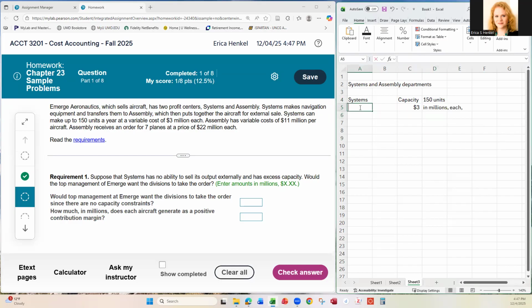So that's our variable cost. Okay. Assembly has variable costs equal to $11 million per aircraft. And they receive an order for 7 planes at a price of $22 million each. Okay, sale price.